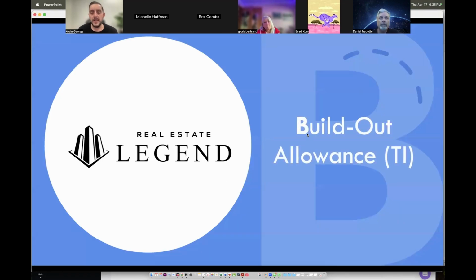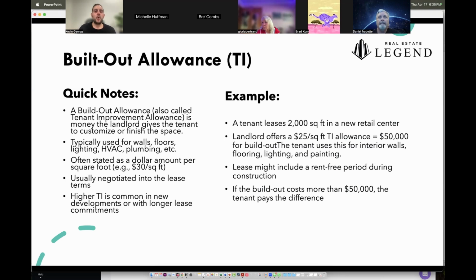B, build out allowance or TI. So a tenant improvement allowance or a build out allowance is basically money that the landlord is giving you to customize or finish your space. So I may allow you to lease out like a 2,000 square foot space in a new retail center. And I'll offer you, let's say $25 a square foot tenant improvement. So that's like 50 grand, for example, in our example here. So I'm actually giving you money towards your space. I'm encouraging you to be here.